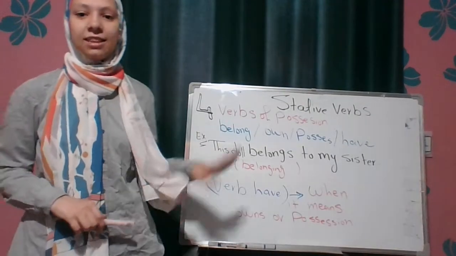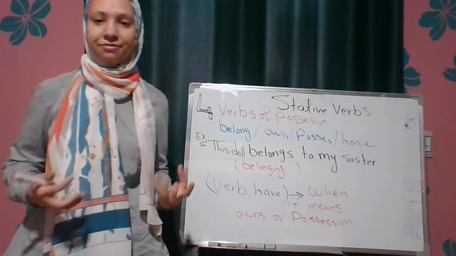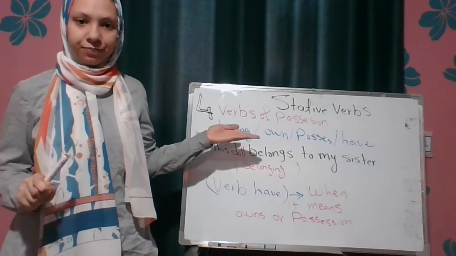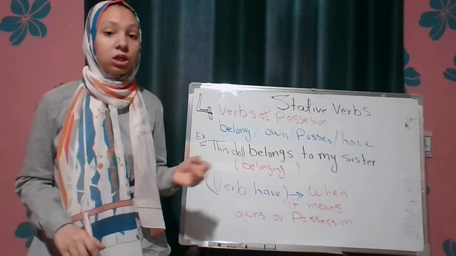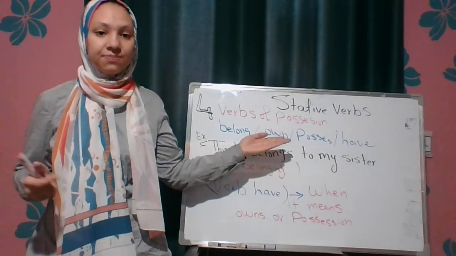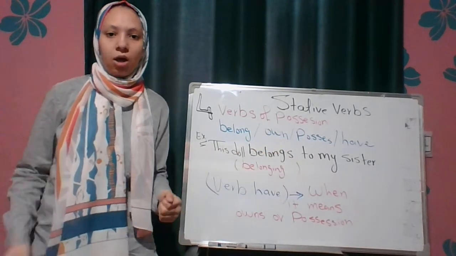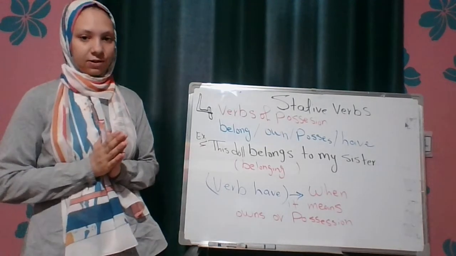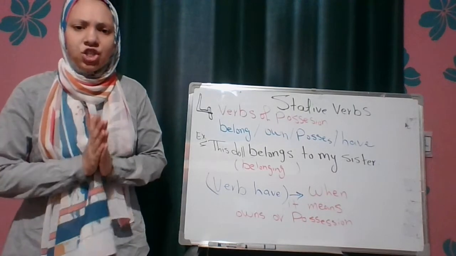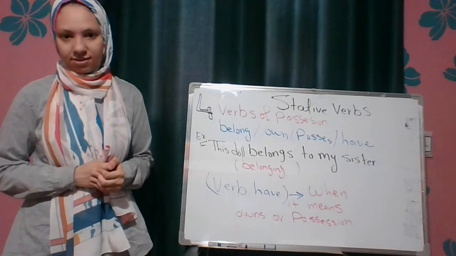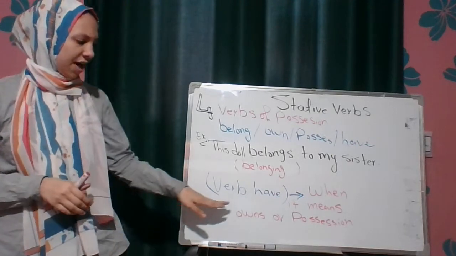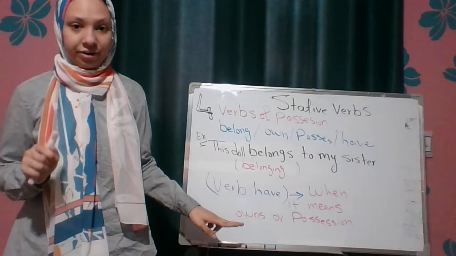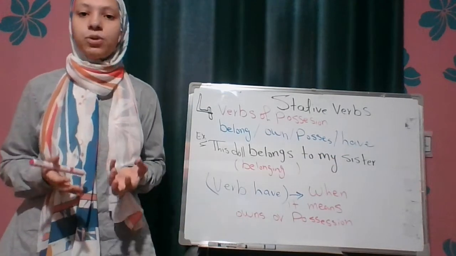Now let's take the fourth group of the stative verbs. The fourth group talks about verbs of possession, for example belong, own, possess, or have. For example, the doll belongs to my sister. So I can't say the doll is belonging to my sister. The verb have here belongs to this category when it means owns or possession.